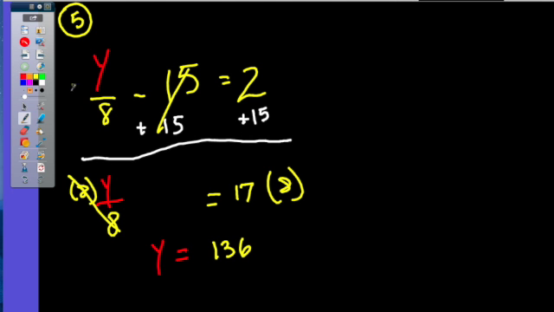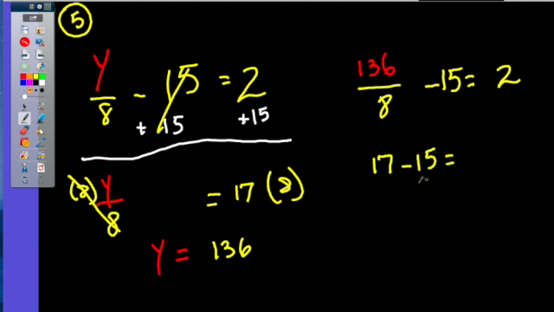If we put it back into our original problem, 136 divided by 8 minus 15 is equal to 2. 136 divided by 8 is 17, minus 15 is equal to 2.